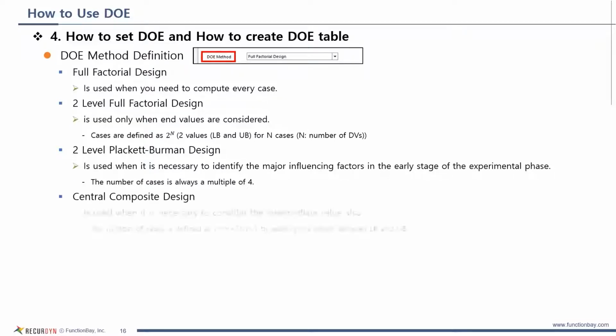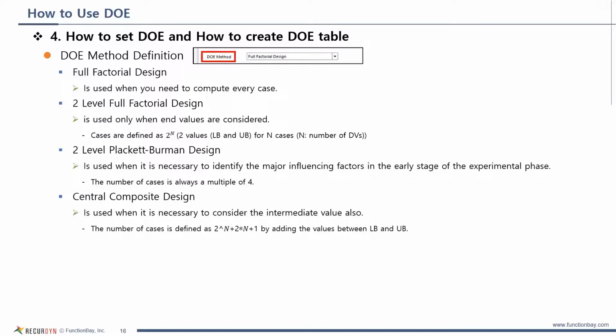In the case of the central composite design method, it is used when the analysis needs to consider the intermediate value of the experiment also.